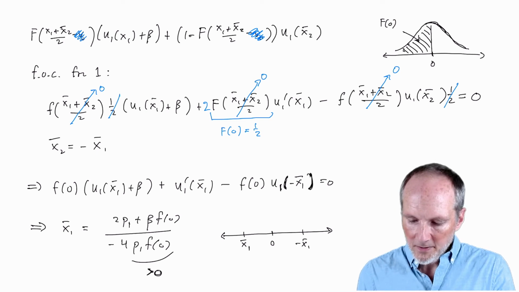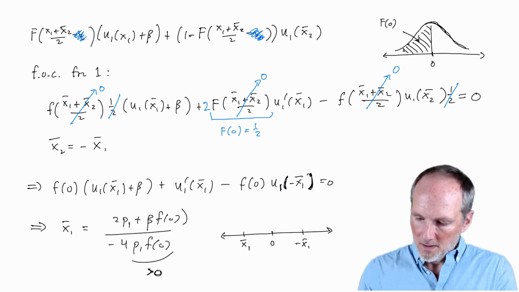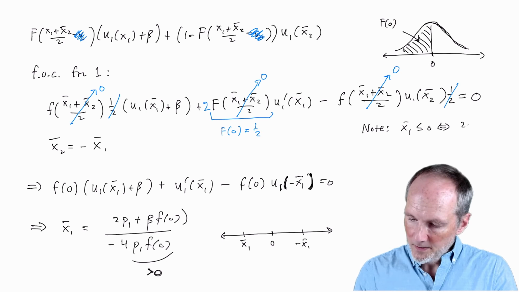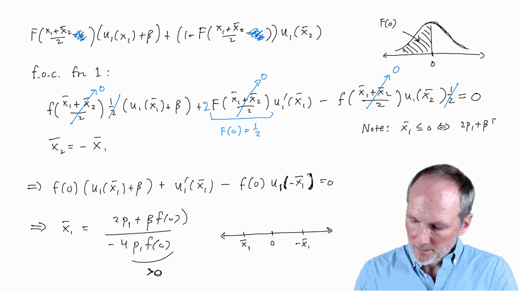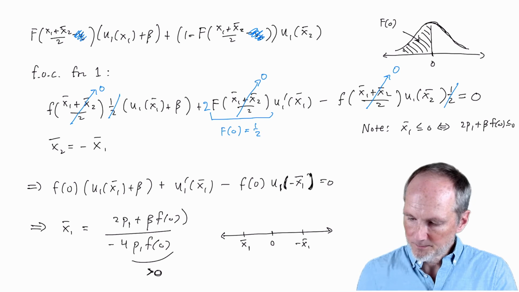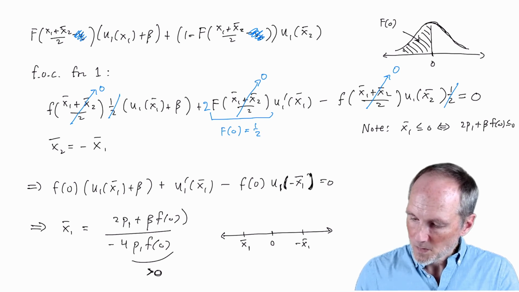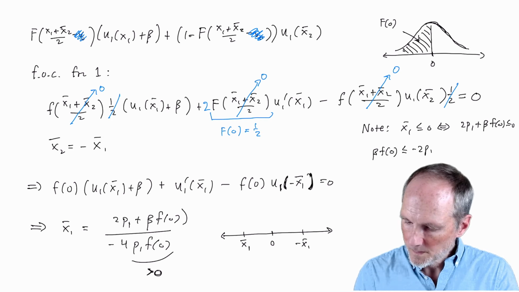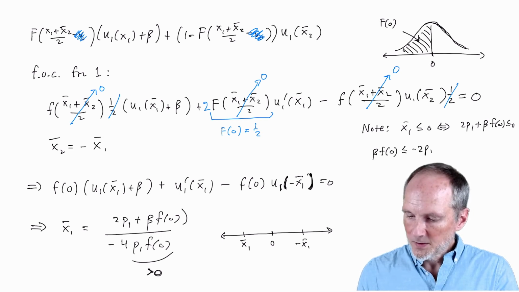And the numerator here is going to be less than or equal to 0 if and only if the numerator 2p1 plus beta f of 0 is less than or equal to 0. Okay? In other words, let's write it like this. Right? P1 is negative, so the right-hand side of this inequality is a positive number.